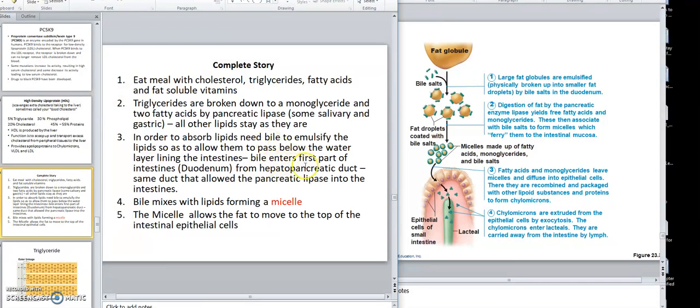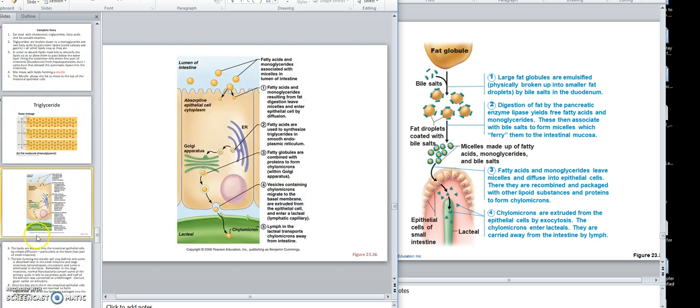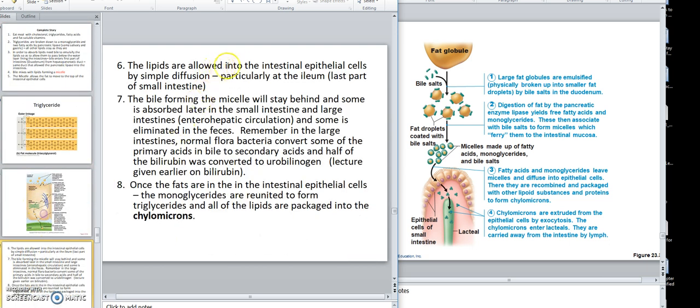Bile enters the first part of the intestines, the duodenum, through the hepatopancreatic duct. Bile mixes with the lipids, forming these micelles. The micelles allow the fat to move to the top of the intestinal epithelial cells. See that? Okay, so we go a little further. All right. The lipids are allowed into the intestinal epithelial cells by simple diffusion, because remember, lipids can pass through cells very easily, particularly in the ileum, the last part.